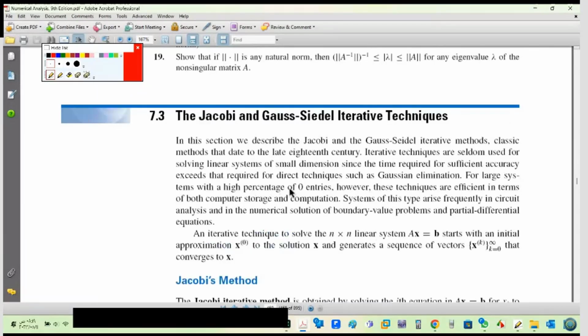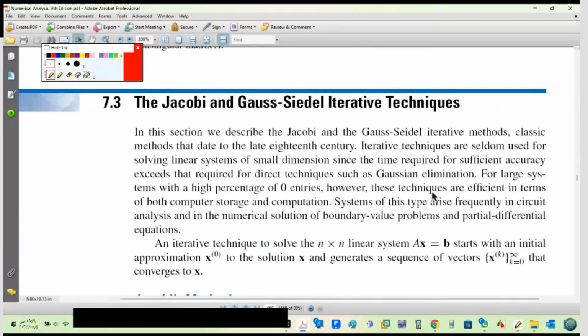First of all, I will read this, maybe it's important. In this section, we describe the Jacobi and Gauss-Seidel iterative methods, classical methods that date to the late 18th century. Iterative techniques are seldom used for solving linear systems of small dimension, since the time required for sufficient accuracy is large. For large systems with a high percentage of zero entries, however, these techniques are efficient in terms of both computer storage and computation.